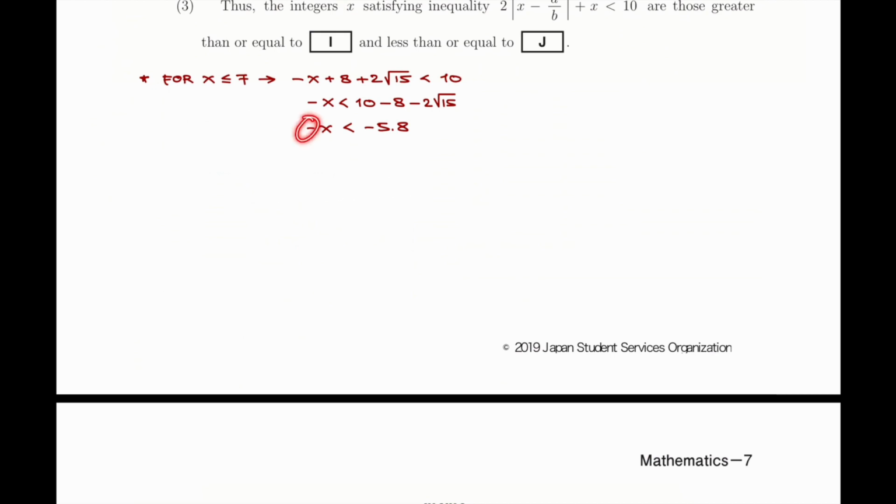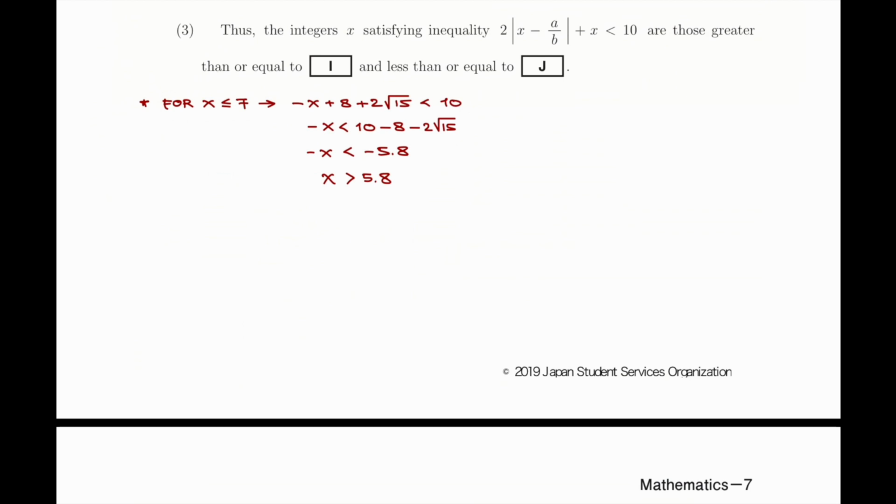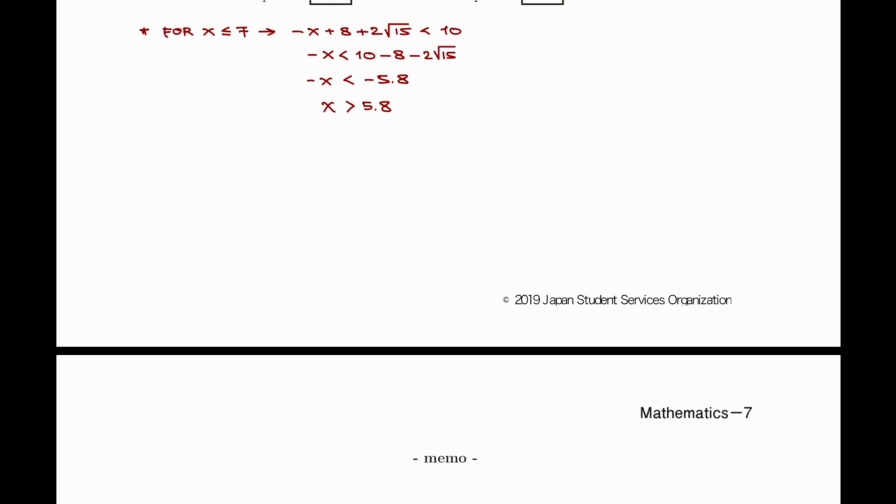If we divide by the negative sign on the right hand side, then we will have x greater than. Remember, if you divide by a negative value, we have to flip the direction of the inequality. Then x is greater than 5.8. Since we talk about integers x, I can write x greater than 5.8 as x greater than or equals to 6.